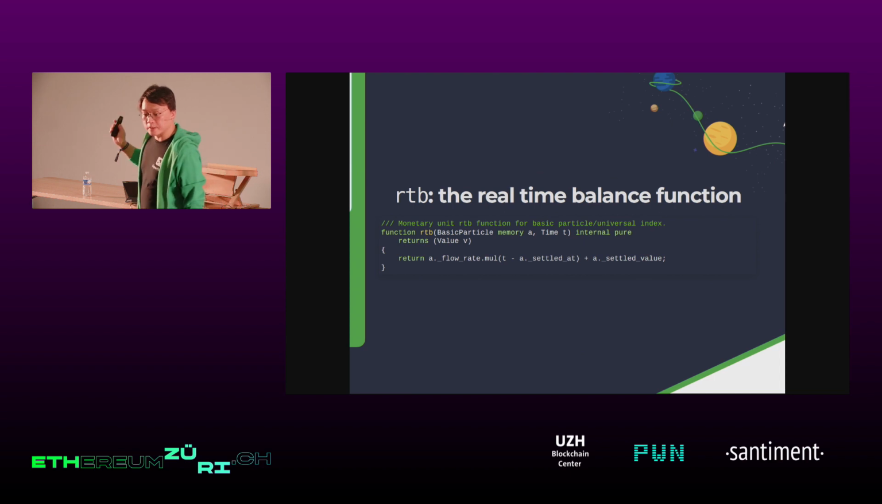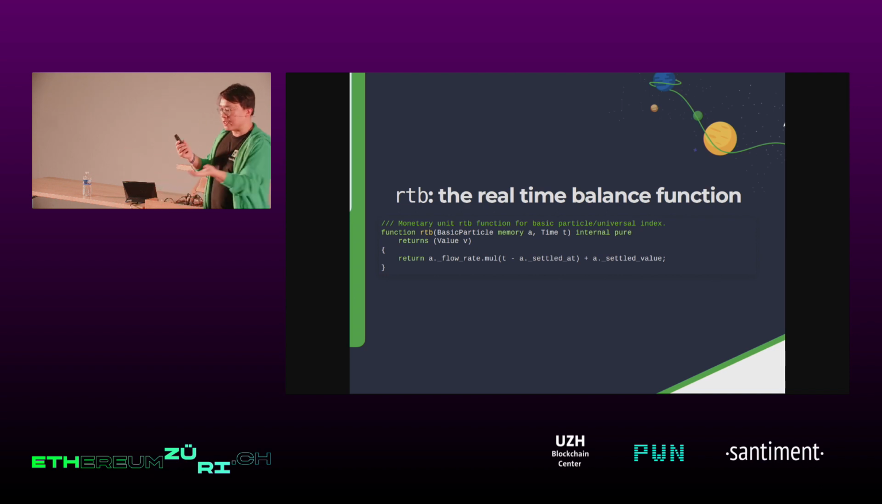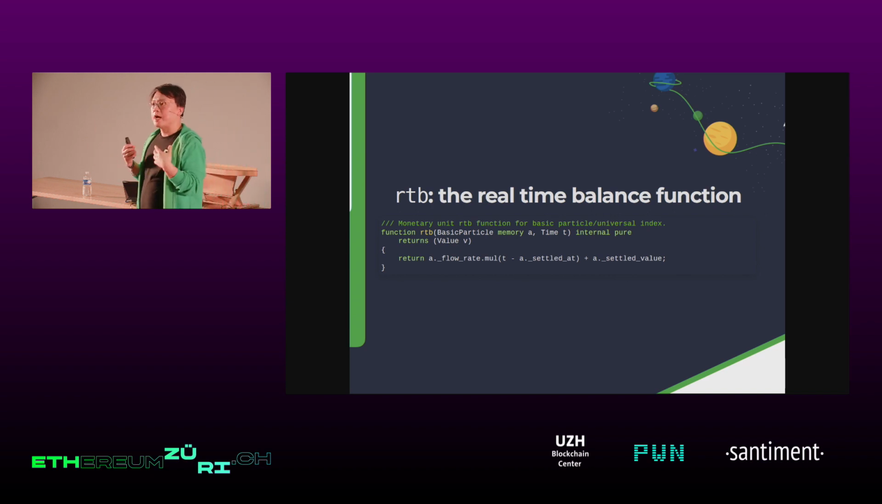All right. I need to check the time, so I'm gonna move on fairly quickly. So now we have a small data type. Now we need to calculate the balance from the data type, right? So it's very straightforward. It's a one-liner. Say, okay, flow rate multiplied by the delta of the time, right? Then you plus something called a settled value. Then effectively you have a calculation of what's the balance of that data structure, right? So it's called an RTB, right? A real-time balance.